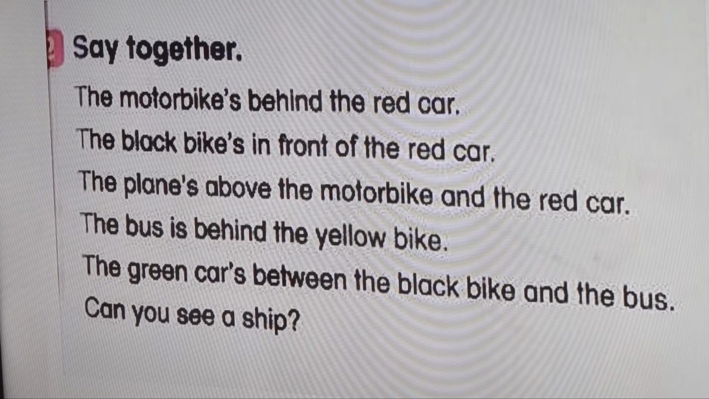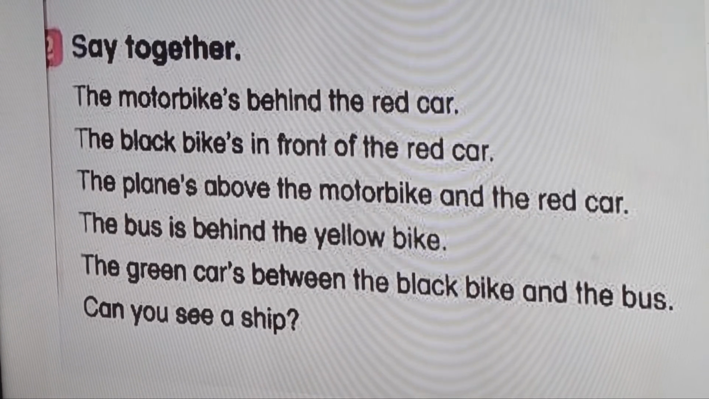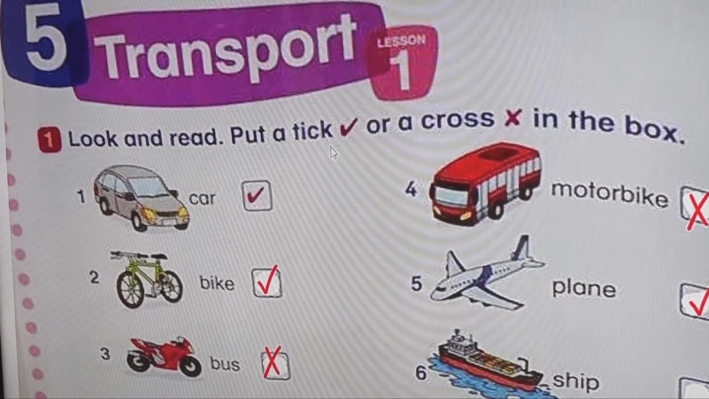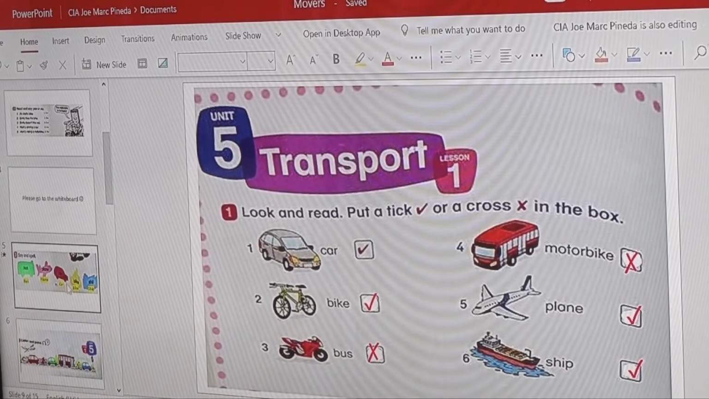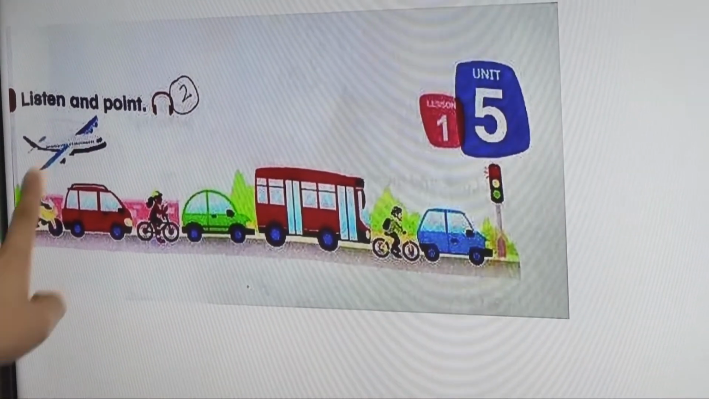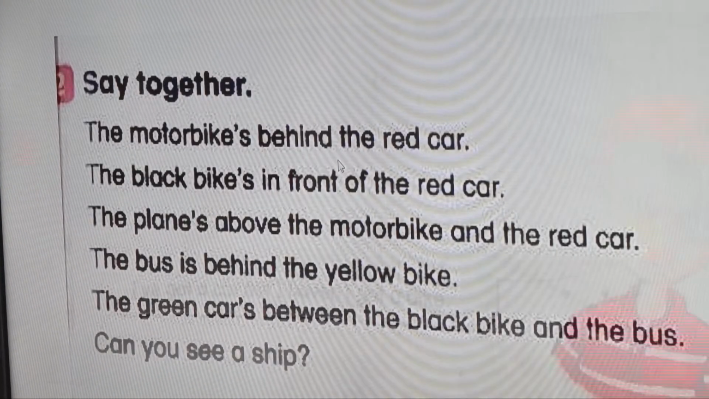Alright. So, next one is the question, right? Can you see a ship? Alright, so from here, can you see a ship? Can we see a ship in this picture? No, right? There are no ships, right? So we have to say no, there are no ships, okay? Alright, so now let's move on forward.